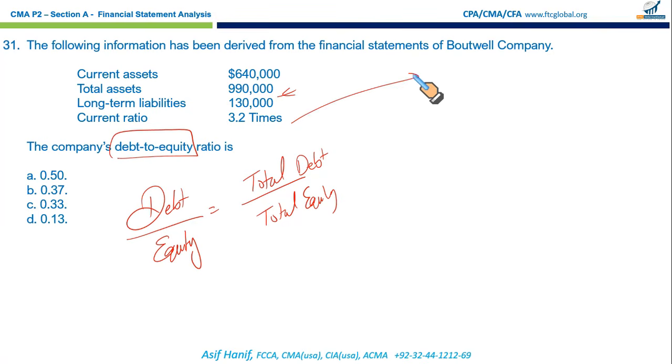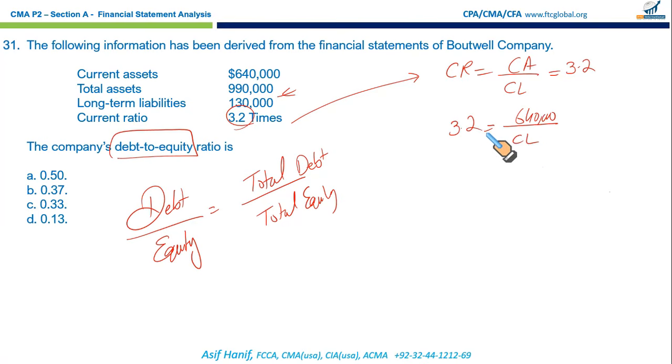So we would start from the current ratio. We know current ratio is equal to current assets upon current liabilities, which is equal to 3.2. That means current assets we already have, 640. Current liabilities we want to find out. So current liability will be equal to 640,000 upon 3.2. Its simplification would give you $200,000. So we got our current liability.